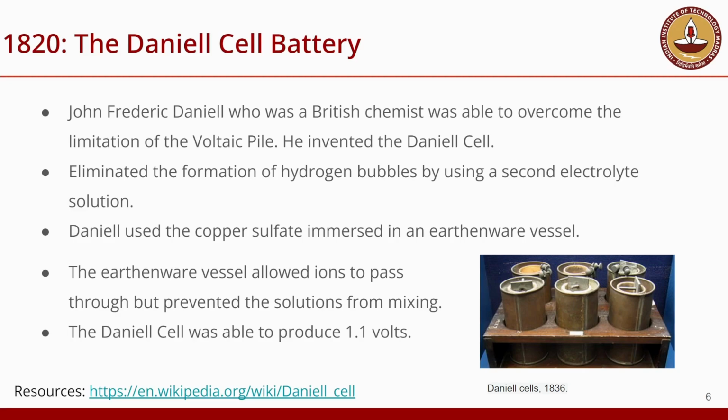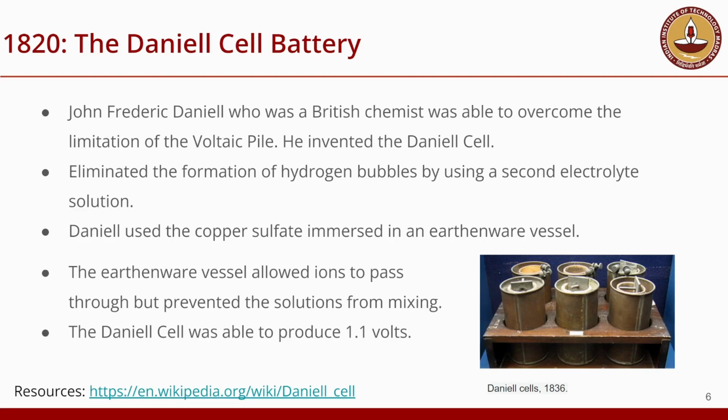The Daniel cell used copper sulfate immersed in earthen vessels. It was filled with a zinc electrode and sulfuric acid. This is a very famous reaction where zinc and zinc sulfate are on one side of the earthen vessel, and copper and copper sulfate are on the other side.